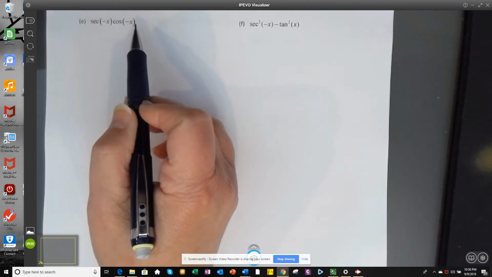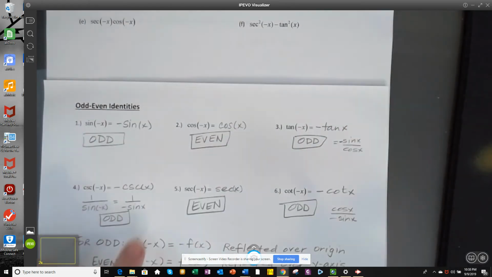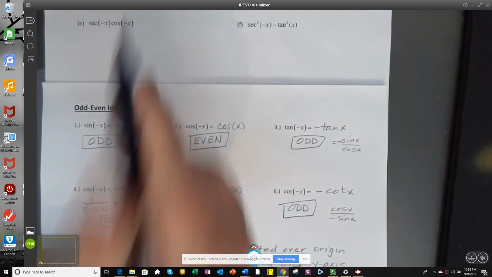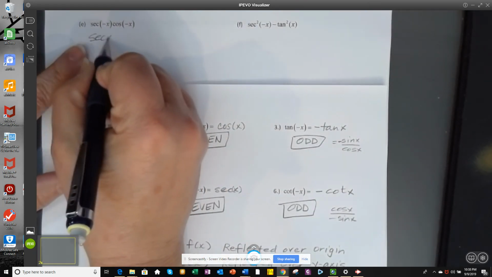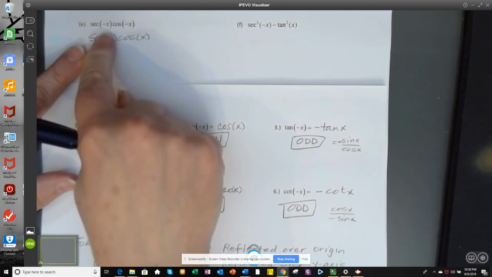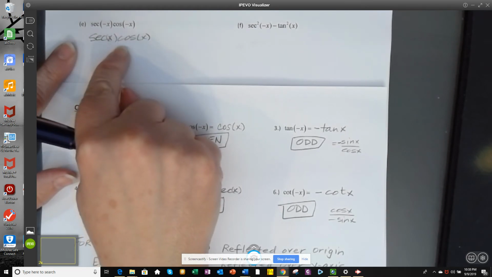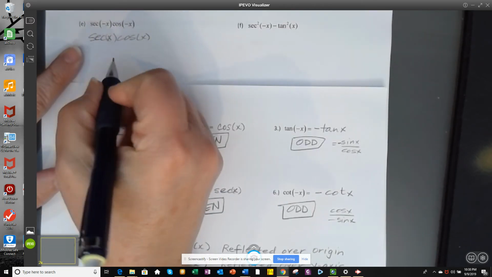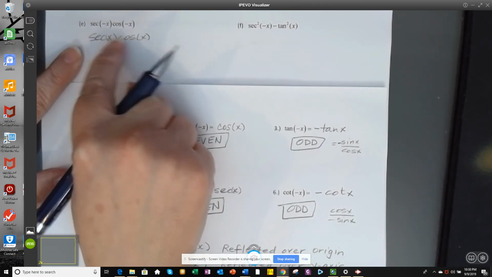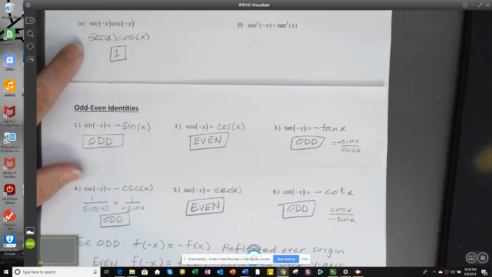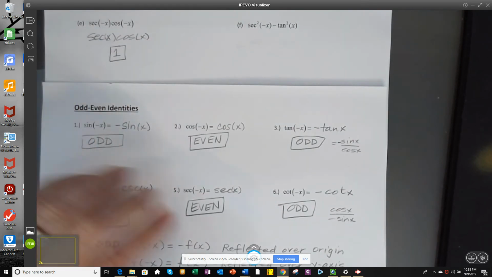Well, recall, cosine is an even function and so is secant. So I can just say that secant x and cosine x go here because they're even. I can drop the negatives. I don't really drop the negatives, but I don't need the negative. They're equivalent without the negative. And these are now reciprocals of each other. So this whole expression simplifies to 1 because these are reciprocals of each other.